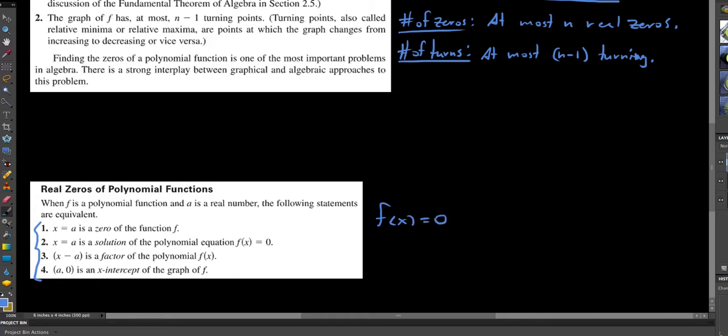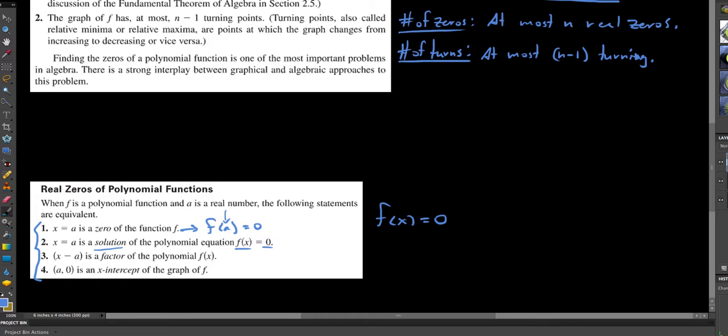I would write down these four statements here, but next to the first one, what we're going to want to write is this. This implies that if we plug a into this function, we're going to be at a height of 0. Another way to say this is that x equals a is a solution of the polynomial equation f of x equals 0. And like what we just wrote, if we plug a into this function, this statement would be true because this is some x value that when we plug it in, we get a function value or a height of 0.